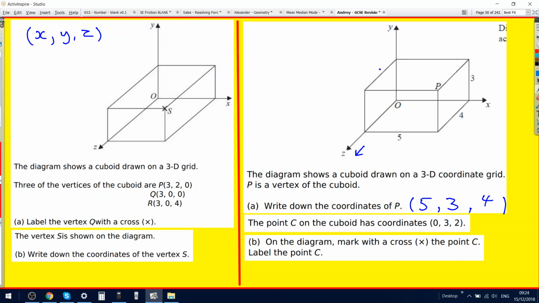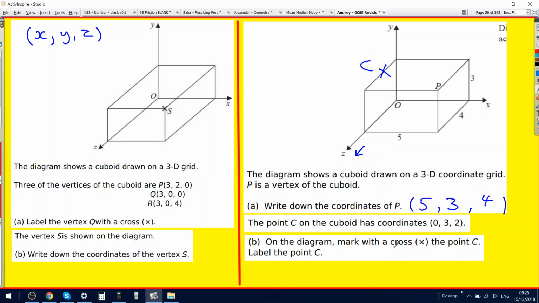Halfway. That's it. And that's the point C. Okay. Any questions there? How do you know when to go left rather than right?